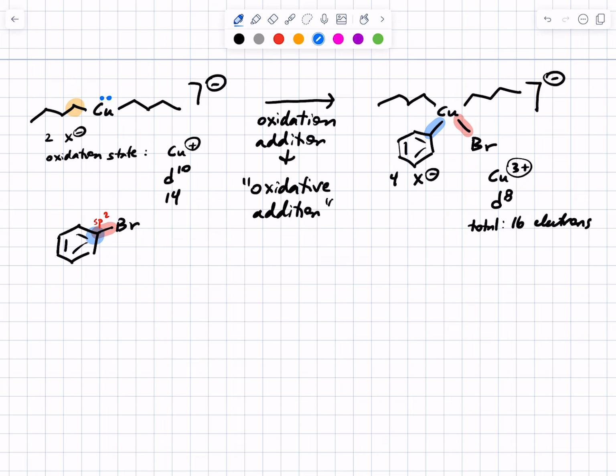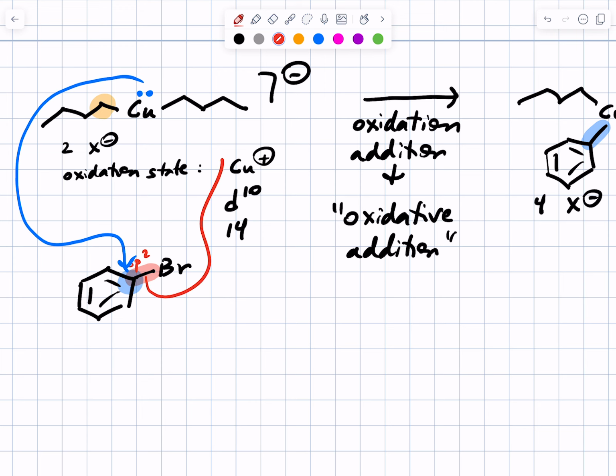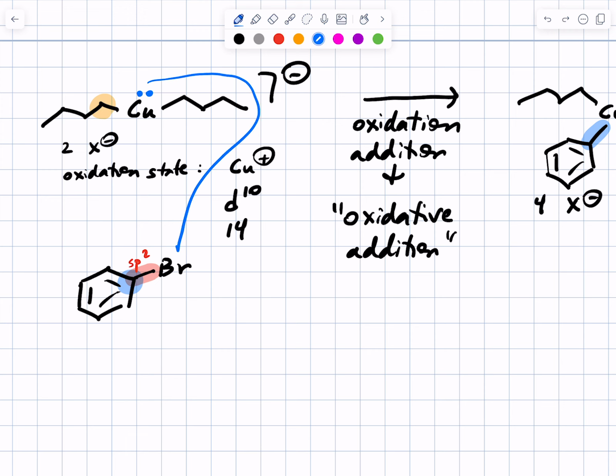Now, nobody pushes arrows for these kinds of reactions. It may help you to do so, but this will simply be a mnemonic device. You could push arrows from the copper to the carbon, and then push arrows from the carbon-bromine bond back to the copper. And that indicates one way of looking at it. It would be just as correct, however, to push these two arrows to the bromine, and then the electrons from the carbon-bromine bond to the copper.